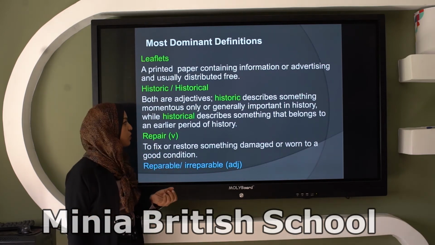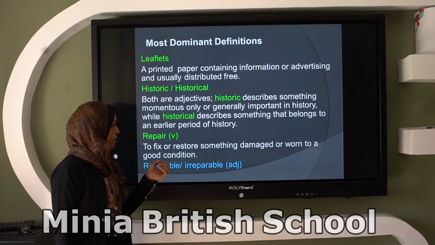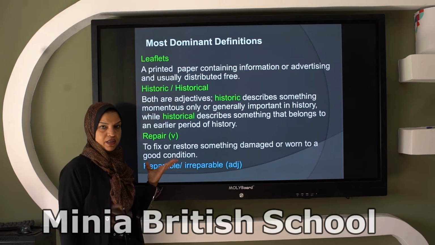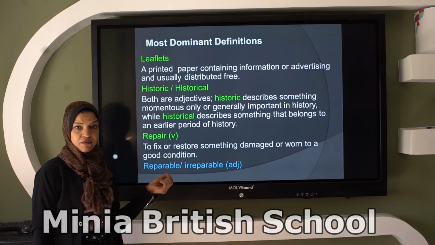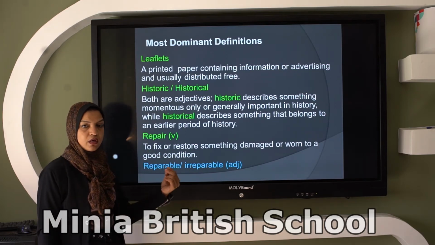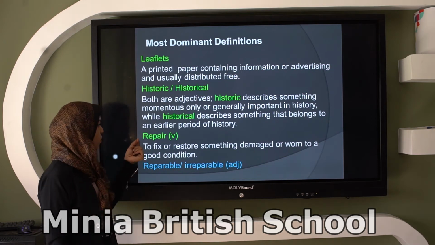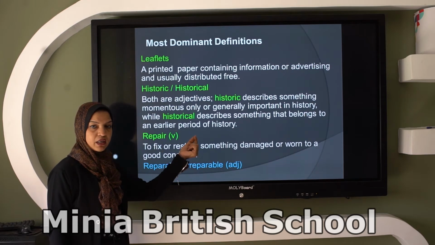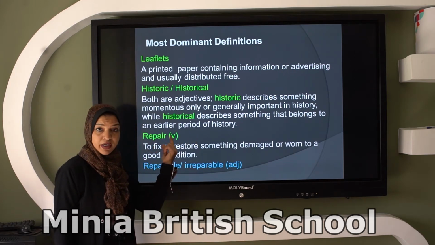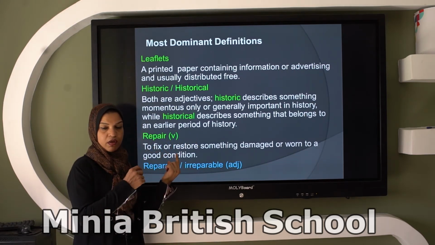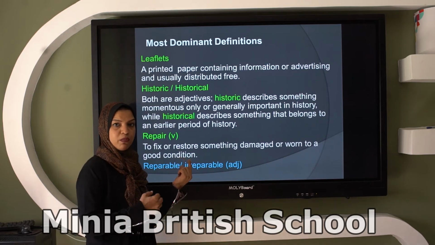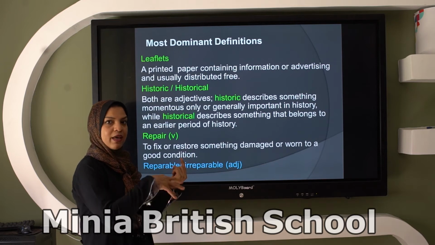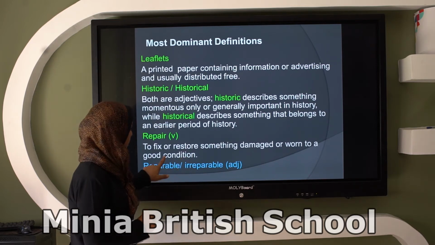What if I try to think about an adjective of repair? Repair, that's the verb, and the adjective is going to have some change in the spelling. We're going to have R-E-P-A-R-A-B-L-E. So we're not going to have I in the adjective repairable. And repairable means that it can be repaired, or someone has the ability to repair it.